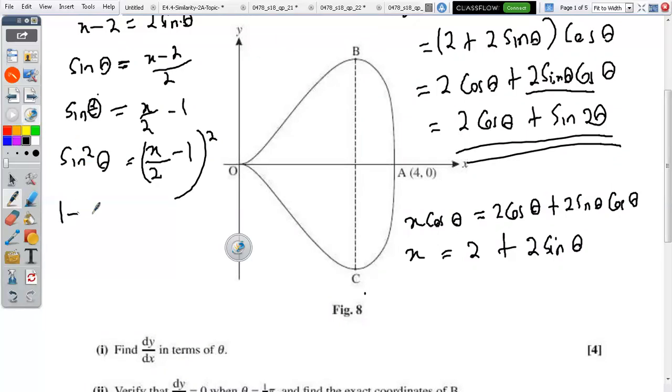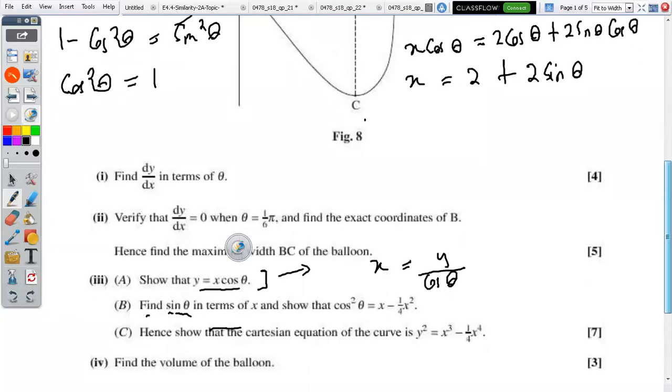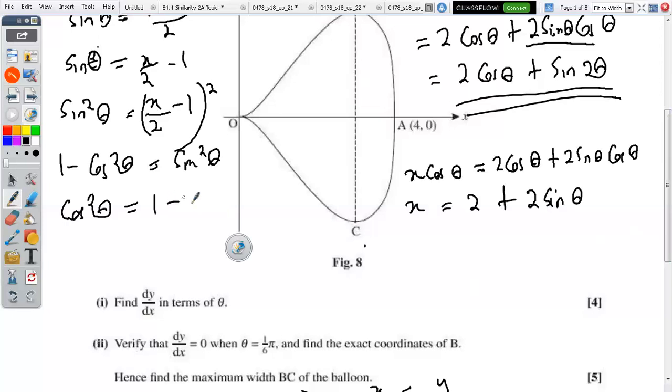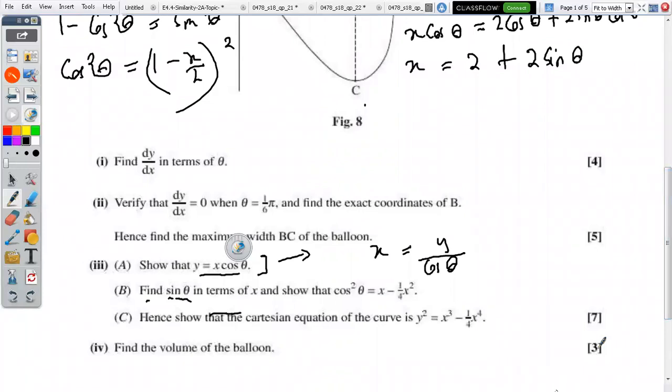But I know the identity that sine squared plus cos squared is equal to 1, so 1 minus cos squared theta is equal to sine squared theta. So it follows that the cos squared theta will be simply, this 1 will become a positive, and this will be like this. Is that true? Yes, making sense. It's making sense.